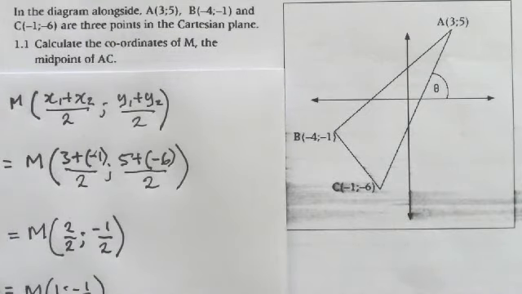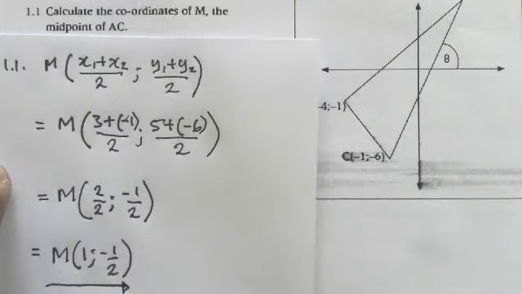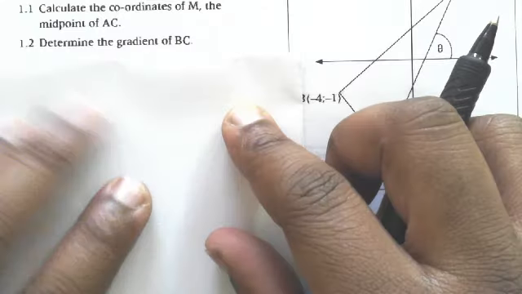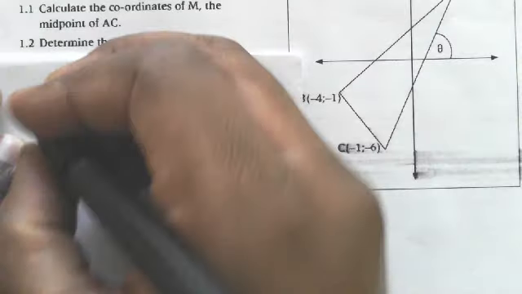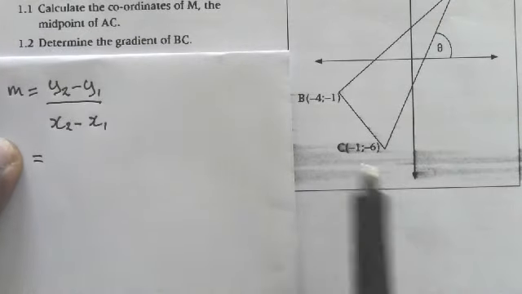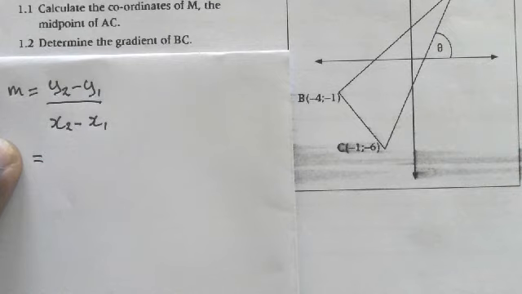Alright, what's the next question? Determine the gradient of BC. There is the gradient formula: m equals change in y, so y2 minus y1, over change in x, which is x2 minus x1. What's the gradient of BC? Let's see, which one is the line BC? This is the line BC.